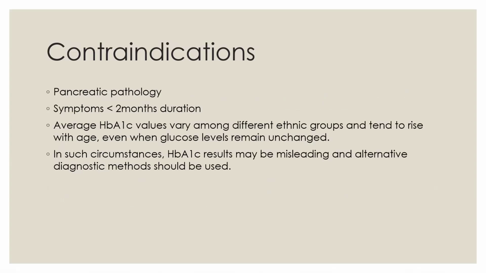Some further contraindications would be pancreatic pathology, symptoms less than 2 months duration, and interestingly enough, average HbA1c values vary among different ethnic groups and tend to rise with age, even if glucose values remain pretty consistent. In such circumstances, HbA1c results may be misleading and alternative diagnostic modalities should be pursued, like your oral glucose tolerance test or your fasting plasma glucose.